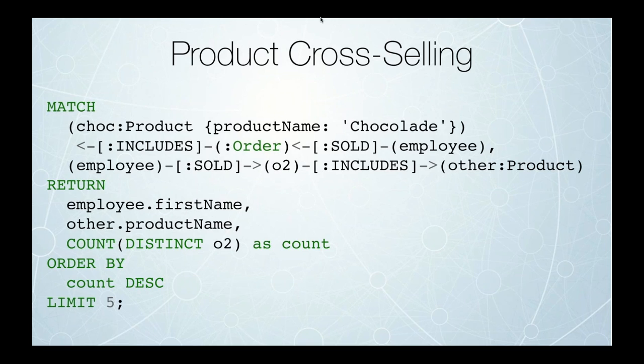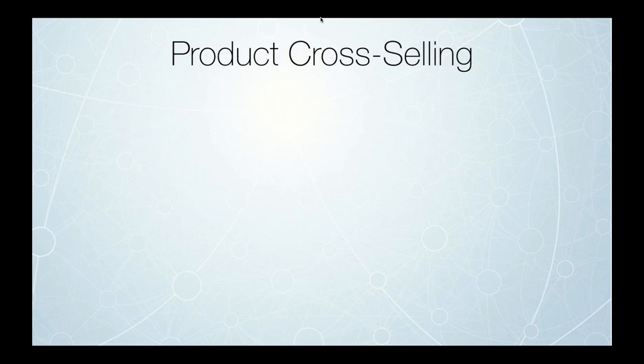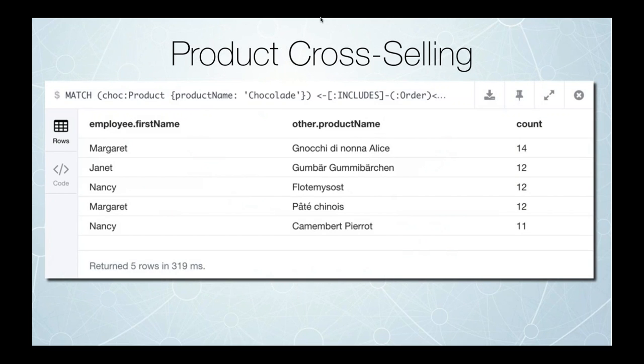So we're finding a product whose name is Chocolat, and we're finding an employee who sold an order that includes that product. And then we're finding that same employee who sold another order, which includes a different product, and returning the list of employees and the products that they sold in addition to Chocolat, and how many times. It's a really easy query to write and get the results here to see that Nokia was the one product that is most often sold by representatives who sold Chocolat. And then the second one, I'm not even going to attempt to read because I'm not Swedish.